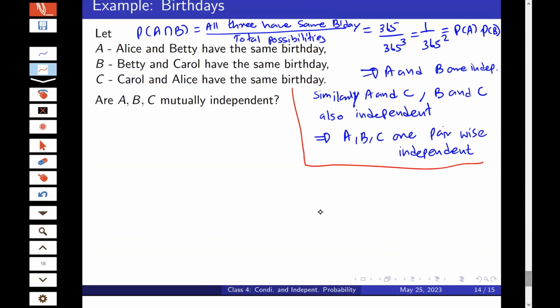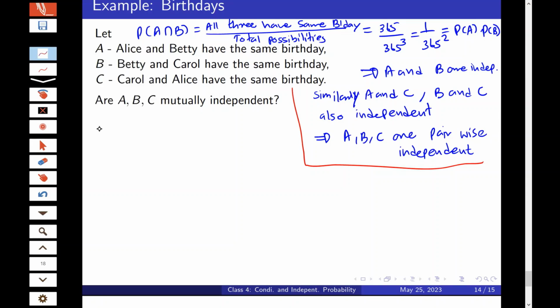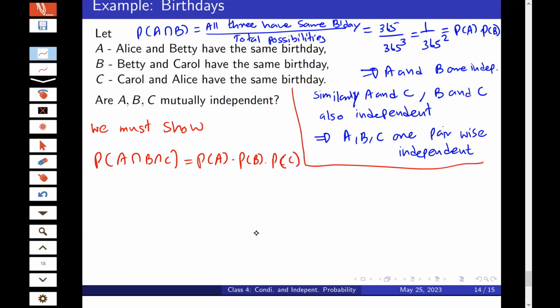And now it is asking whether A, B, C are mutually independent. If you have any question up to this point, please ask. The next part asks whether this is mutually independent. If it is mutually independent, we must show that P(A intersection B intersection C) is the same as P(A) times P(B) times P(C). So we have to check this.